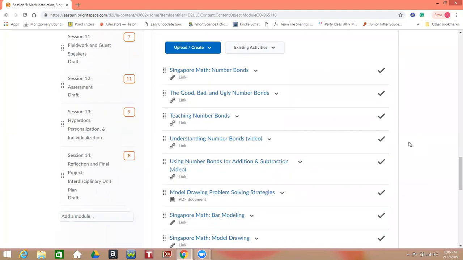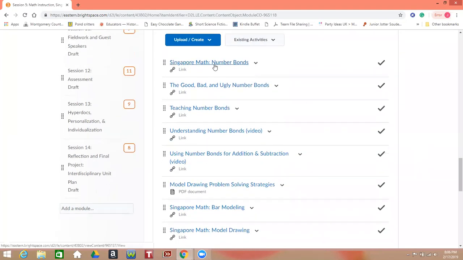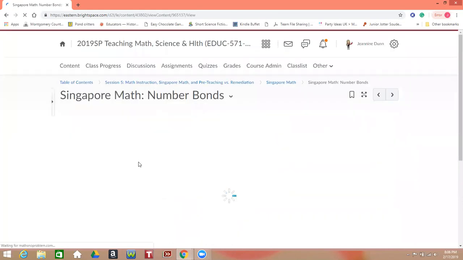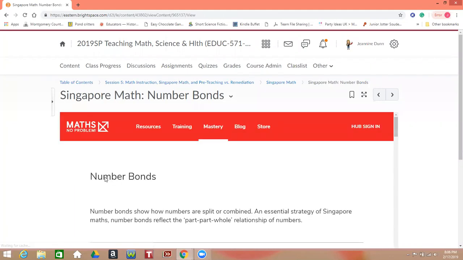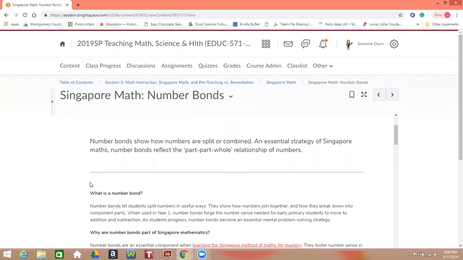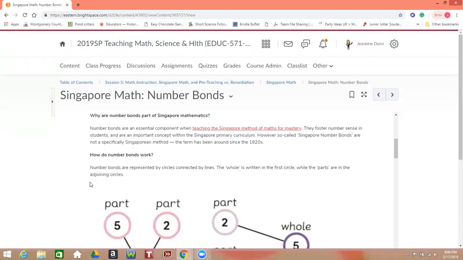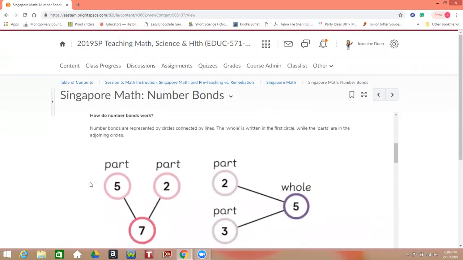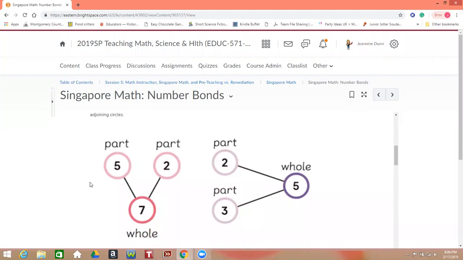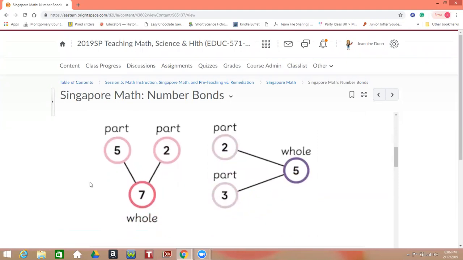All right, anyway, so the first thing that we have posted there is on number bonds. Number bonds are really important for making number sense and for building the basic foundational skills in order to be able to understand how addition and subtraction work, and even multiplication and division, so all our basic operations there. So this here is an example of number bonds.